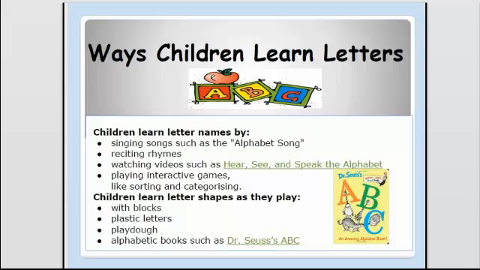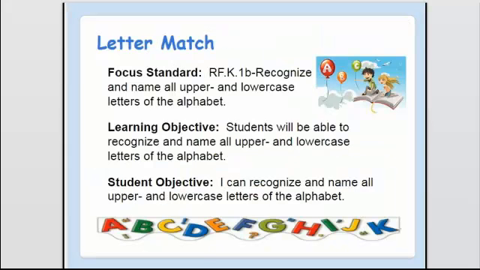They learn letter shapes as they play with books, plastic letters, Play-Doh, and read alphabetic books such as Dr. Seuss's ABC. This lesson, titled Letter Match, focuses on the standard RFK 1D with the learning objective that students will be able to recognize and name all upper and lowercase letters of the alphabet.